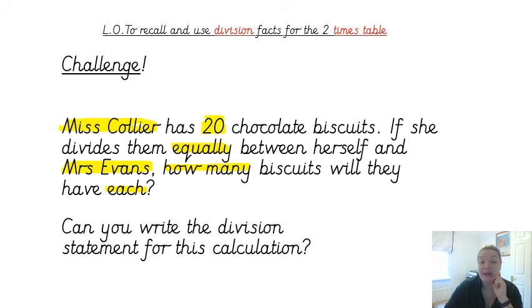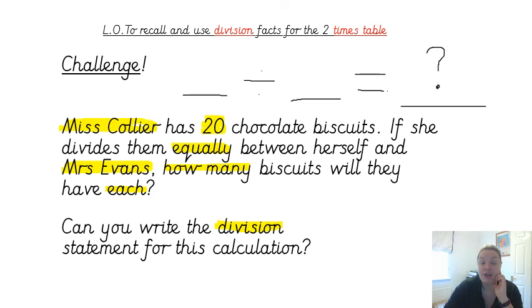So it says here, can you write the division statement for this calculation? So let's get my pen ready. So remember, 20 is how many biscuits I have. There are 2 people, and I want to know how many we have left. So something divided by something equals something. Now this is the answer. This is what we don't know yet. So we're going to work out the answer. So I'm going to put a question mark in there.